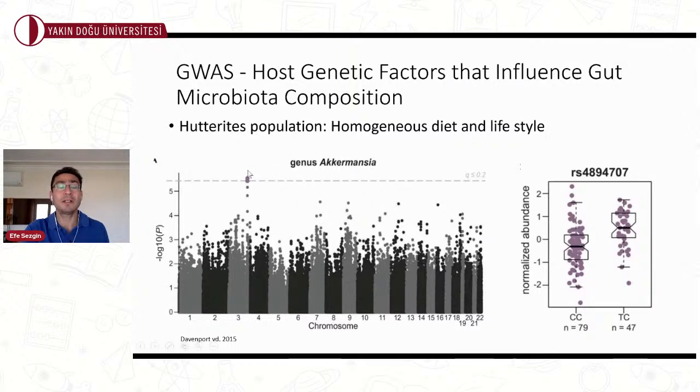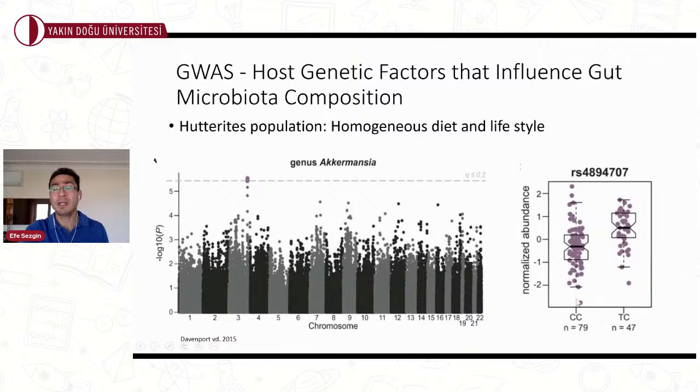When they looked at it, they identified only one genetic variation, barely statistically significant under the stringent criteria, and they found it to be related to the levels of the genus Akkermansia, a group of bacteria. As you can see here are the individual genetic test results.